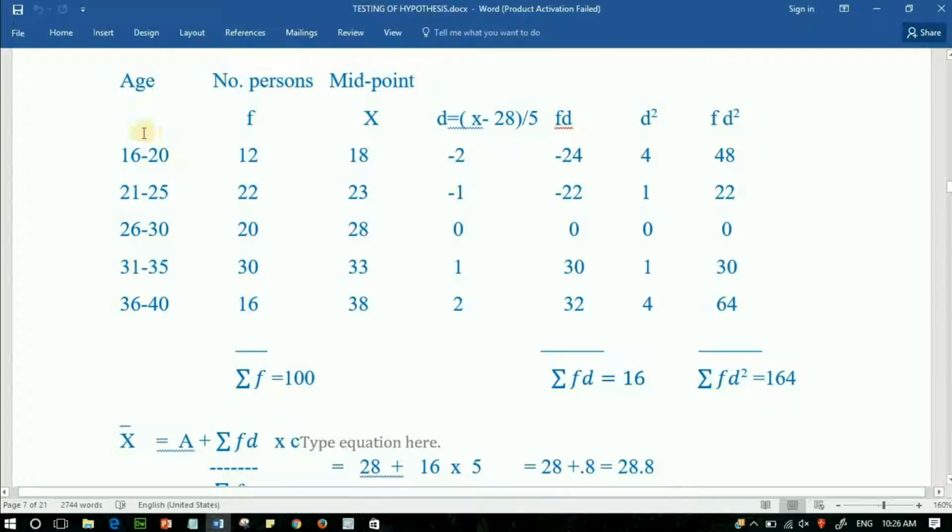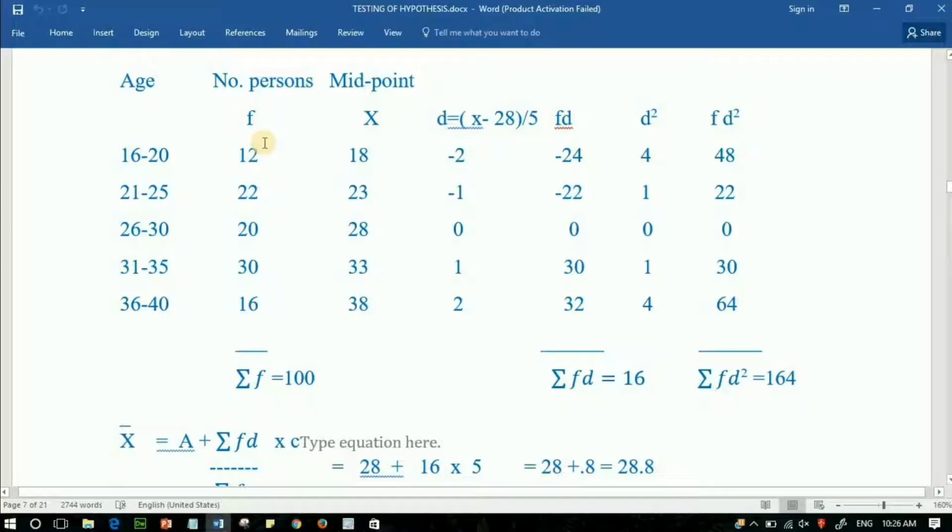For that purpose, you have to find the midpoint of age. How to find it? 16 plus 20 all divided by 2, we get 18. 21 plus 25 all divided by 2, we get 23. 26 plus 30 by 2, we get 28. 31 plus 35 by 2, we get 33. 36 plus 40 by 2, we get 38.